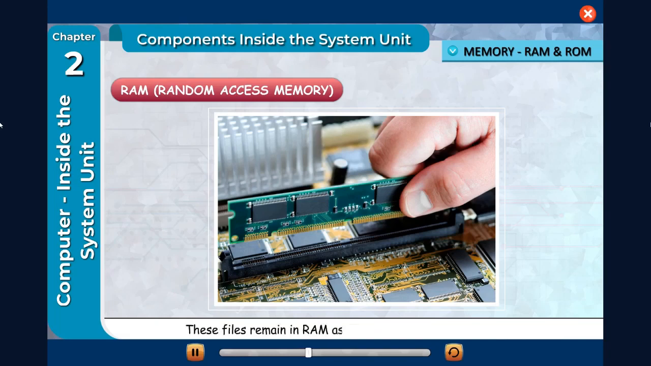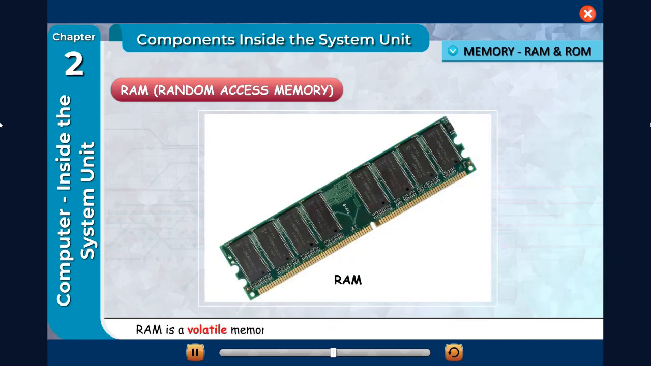These files remain in RAM as long as the computer is running. The program or work you execute on the computer also gets stored in RAM temporarily till the time the computer is running. RAM is a volatile memory. It loses its contents when the power is switched off. For this reason, you must save all items you may need in the future. Saving is the process of copying data from RAM to the hard disk.